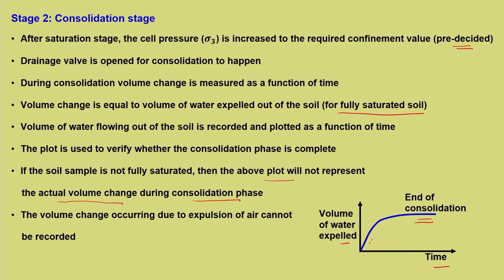We can capture only the volume of water which is getting expelled out, which means that whatever has been represented by this curve is not complete if the soil is not fully saturated. The volume of air we cannot measure. So, that is the reason it is important that we have complete saturation, and this particular curve is very important to decide upon the shearing stage that comes next, especially for drained shearing. So, this particular information becomes important.